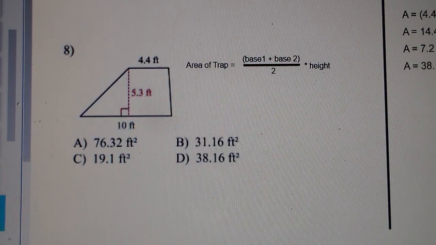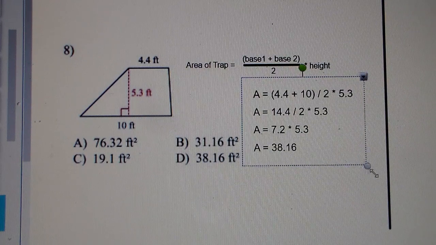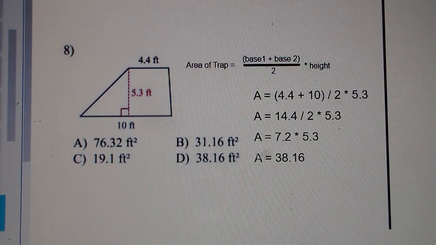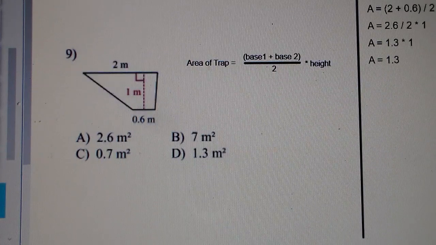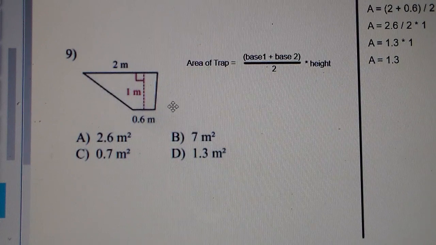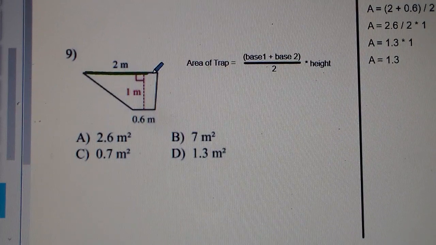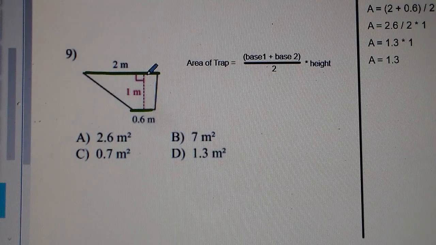Number 8. Try that on your own and then compare it with what I got here. Did you get 38.16? If so, you're right. Number 9. Our trapezoid, even though it looks funky, it's still a trapezoid. One base is 2 meters, the other base is 0.6 meters. The height is the distance between those two parallel lines.